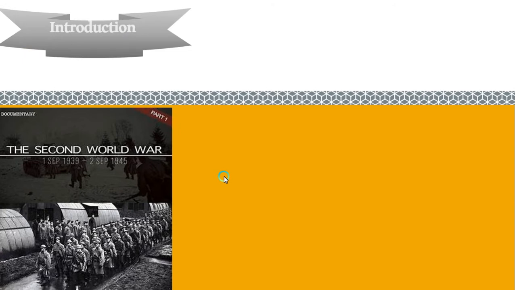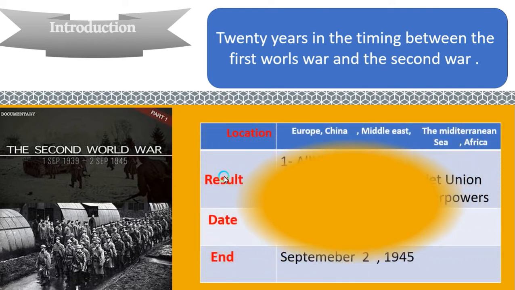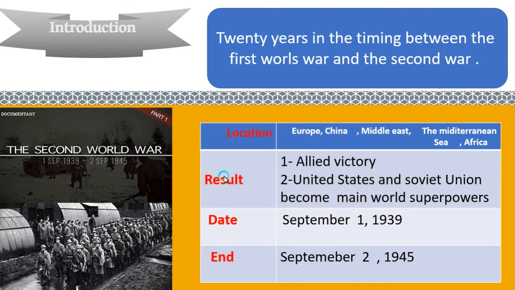We start our lesson with the introduction. There were 20 years between the first World War and the Second World War. Now we're going to speak about the different characteristics: the location first, then the result, then the date when it started and when this war ended. The location of the Second World War: Europe, China, the Middle East, the Mediterranean Sea, and Africa.